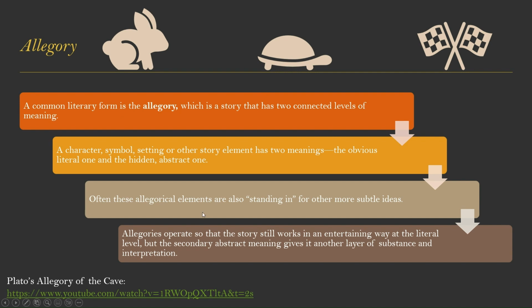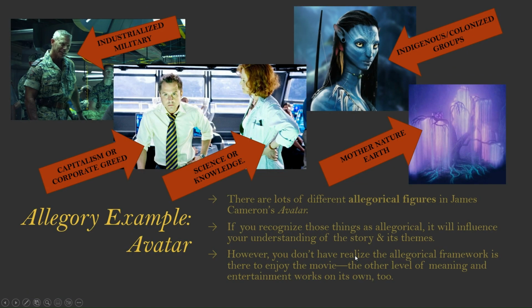Now, often when you have an allegorical element, they're standing in for more subtle ideas. So this hare in the story is not just a bunny, but he's standing in for the idea of rushing or hubris in a lot of ways. Allegories operate so that the story works whether you understand the second meaning or not, but the second meaning gives it another layer of substance and interpretation that can be really interesting.